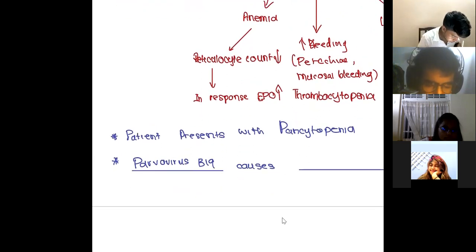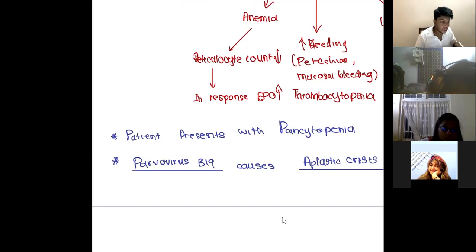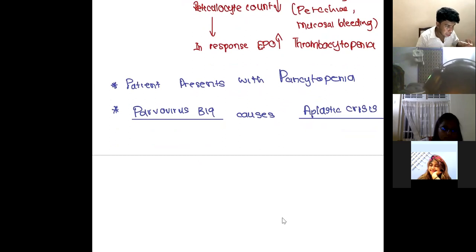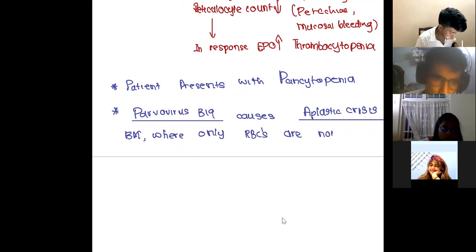Okay, I'm going to tell the answer. It causes aplastic crisis. It causes not aplastic anemia, but aplastic crisis in a hyperactivated bone marrow where only RBCs are not synthesized.